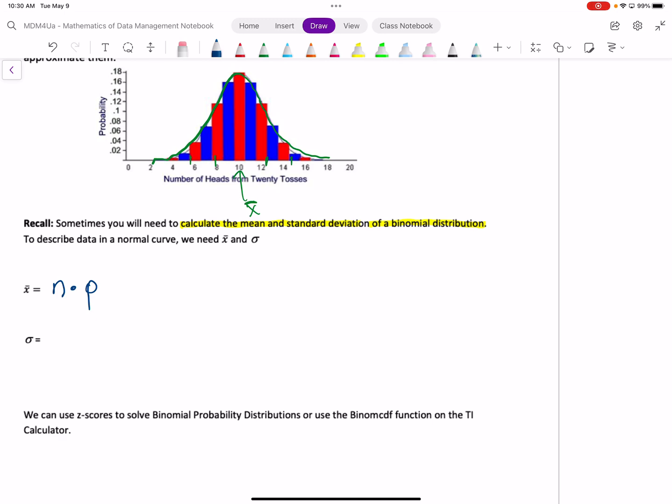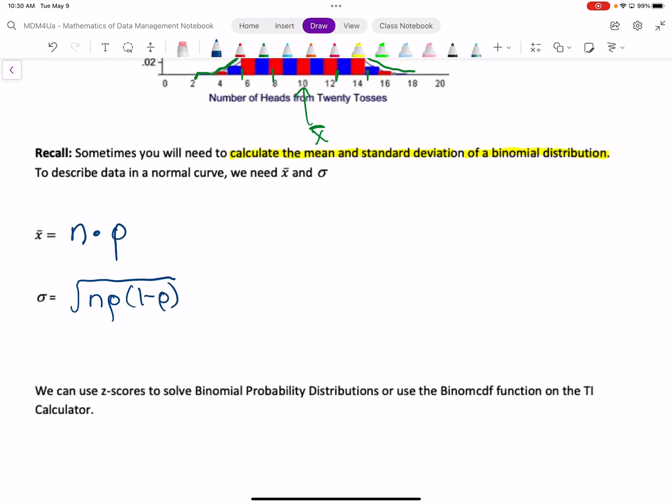The standard deviation is a bit less obvious, but it takes the square root of that number and then multiplies it by the probability of failure, which is 1 minus p. These, again, are formulas that are given to you, but these are the formulas for binomial distribution. So you will use these in order to find the mean and standard deviation of those two things.